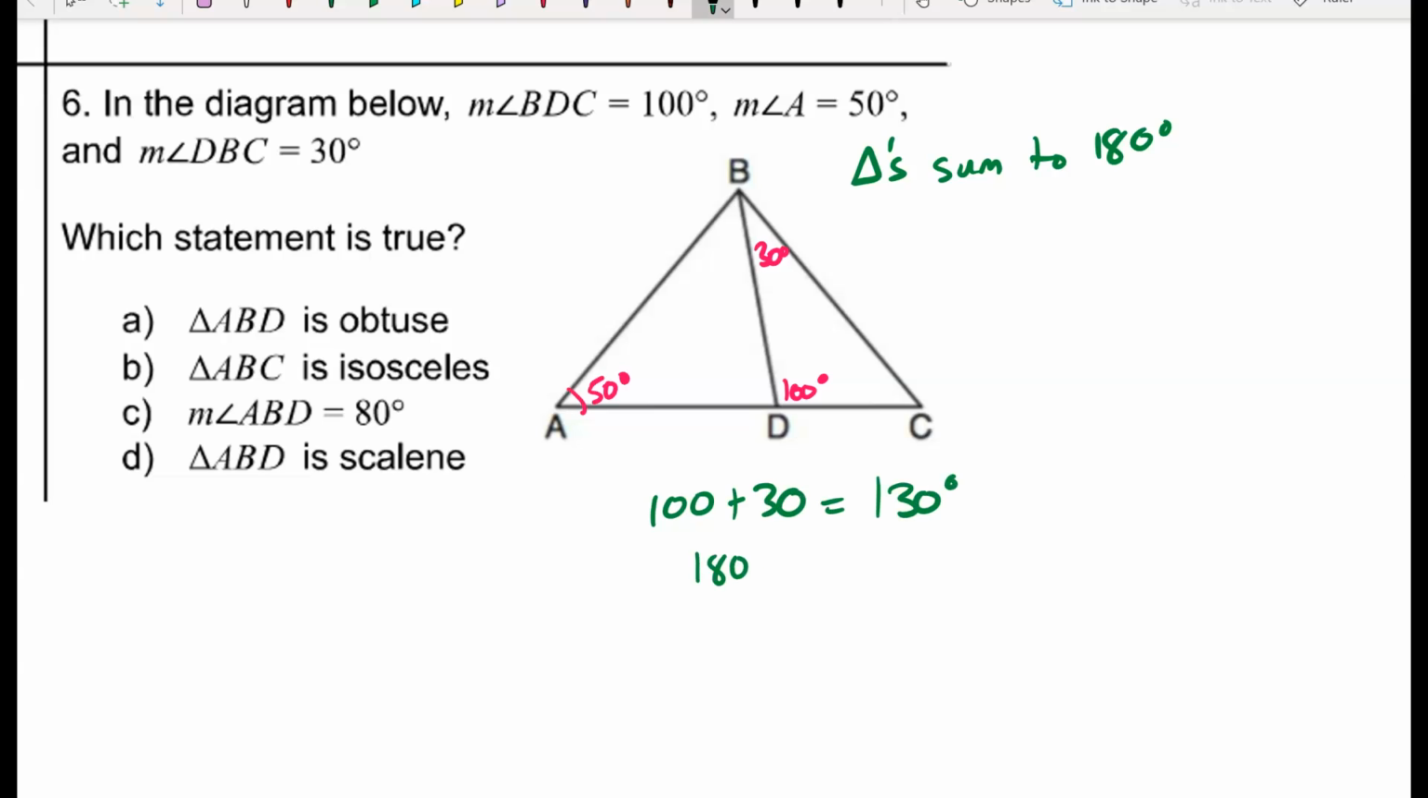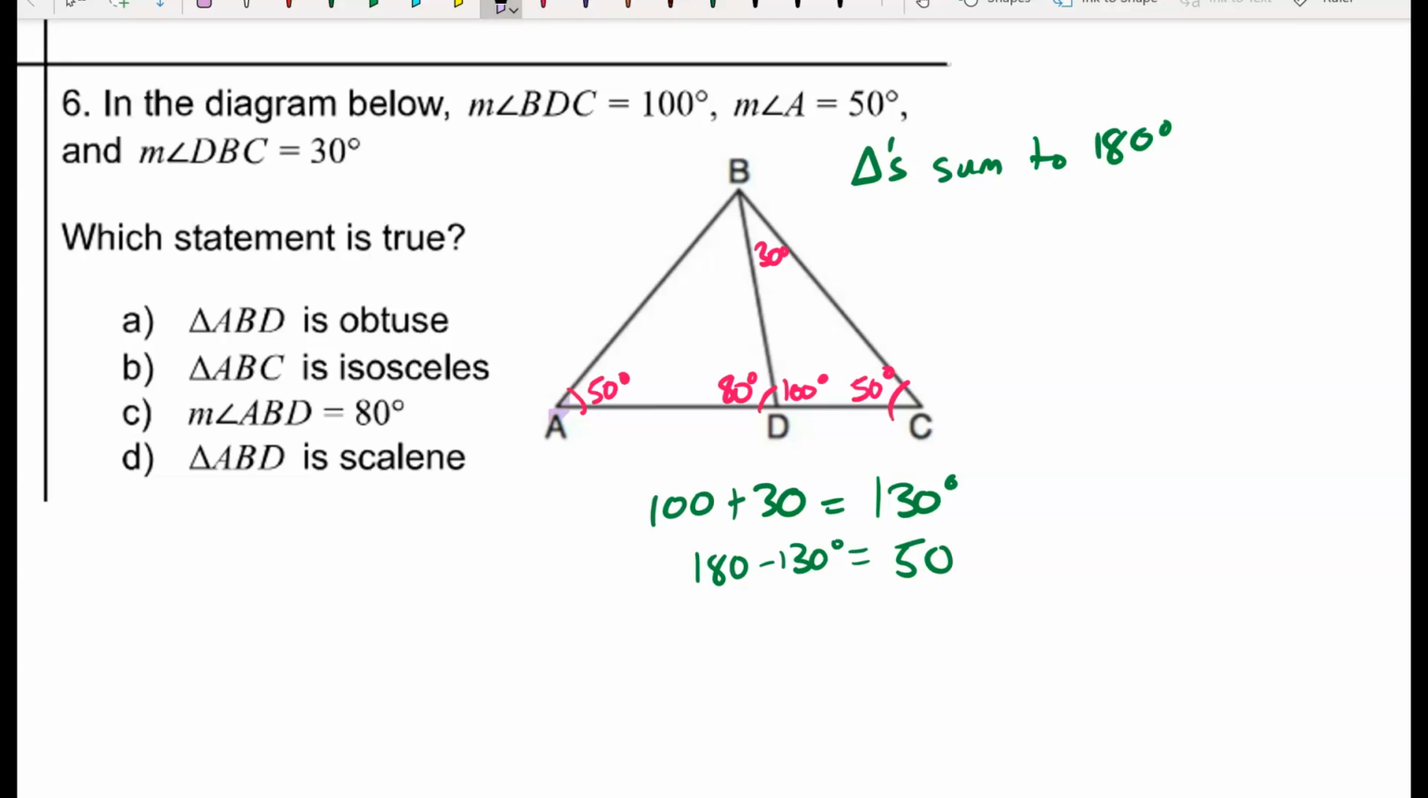So if I take 180 and subtract the 130 degrees I already have, I could find out that my missing angle for angle C is 50 degrees. Now let's see what else we can notice. Notice that these 2 angles form a straight line together, so they should be supplementary. Remember, that means they should sum to 180 degrees as well. So if one of my angles is 100, my angle on the other side should be 80 degrees.